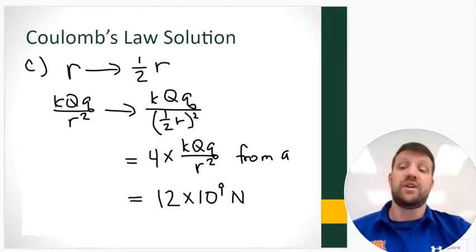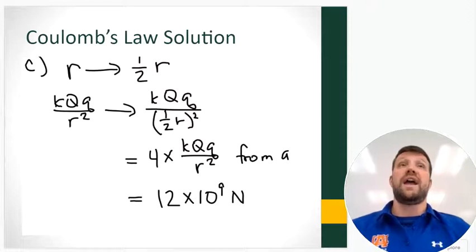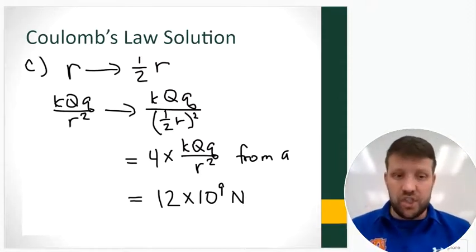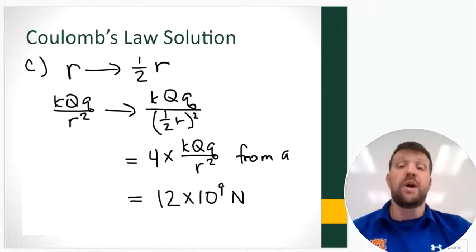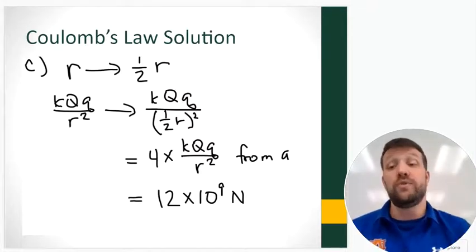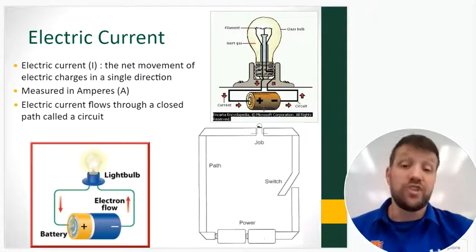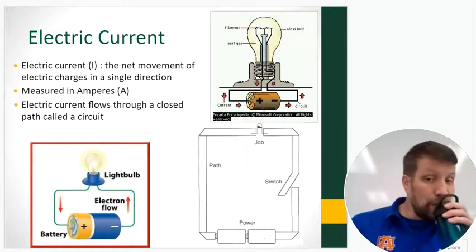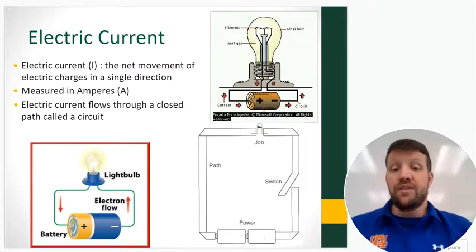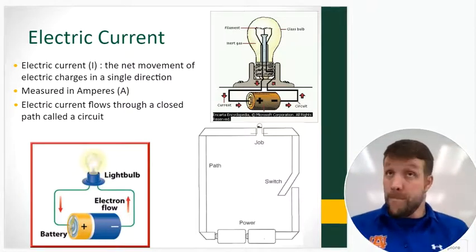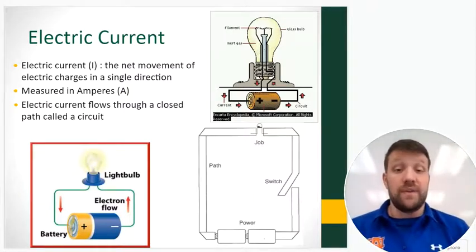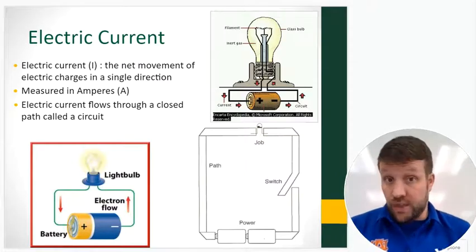But now we need to start looking at what happens when we no longer have this buildup of charge, this excess of charge that's just floating in space as a field. What happens when it comes together and starts moving together? When that's the case, we have something known as an electric current. So this is the net movement of electric charges in some single direction.